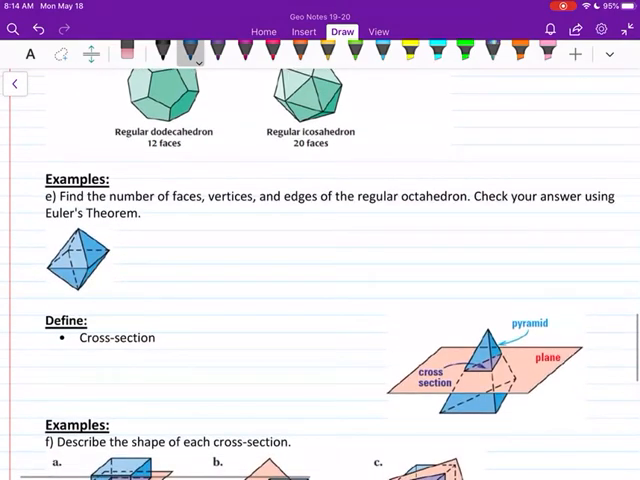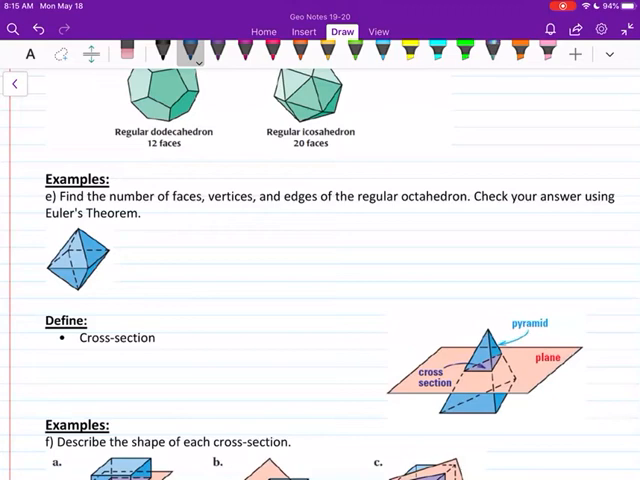Examples. All right, so here we go. So here is a regular octahedron, and use Euler's formula to find the number of faces, vertices, and edges. All right, go ahead, pause the video, try it on your own, and come back and check your answer.